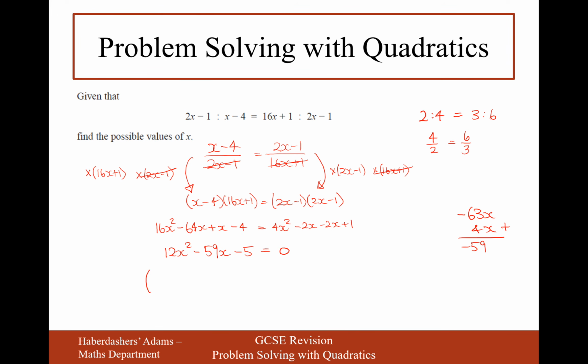I'm pretty sure I might be able to factorise this actually. If I do 12x and then x minus 5, that will get me to minus 60. If I put a 1 in here, then great, I'm there. So my answer is therefore equal to minus 1/12 or 5. Okay, so there we are. You could have used the quadratic formula up at this point here, but I've managed to quickly spot a factorisation, so that was quicker for me.